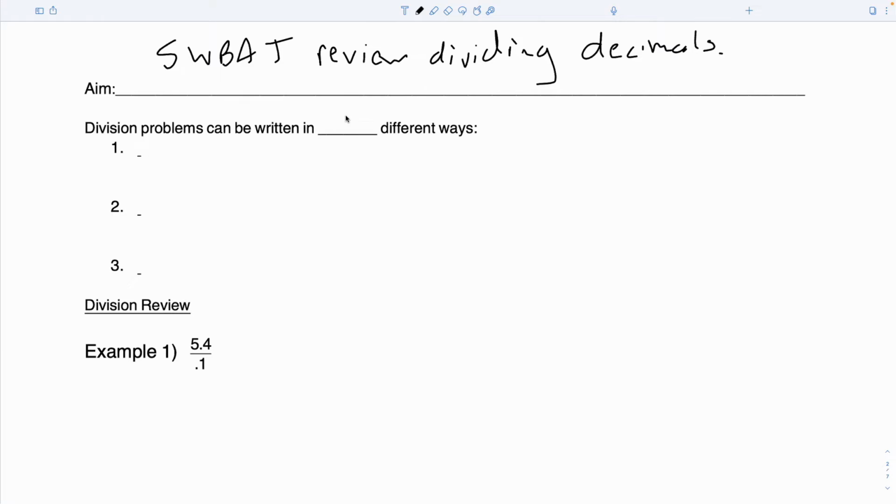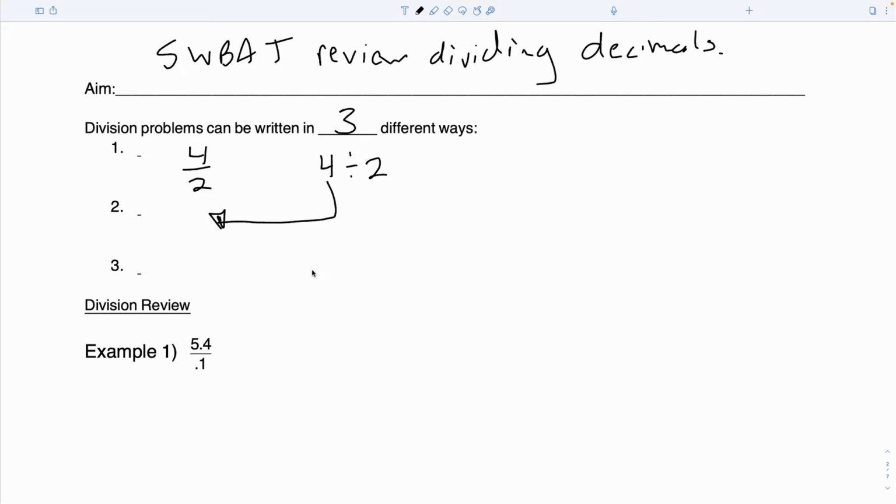Division problems can be written in 3 different ways. There are 3 ways you're going to see division. One way is going to look like a fraction. What this really means is 4 divided by 2. That is the second way you could write it. 4 divided by 2 looking like a fraction is really just 4 divided by 2.